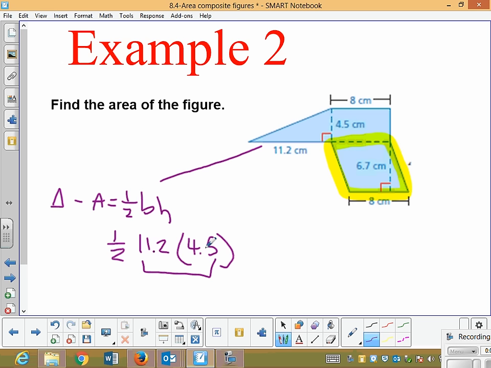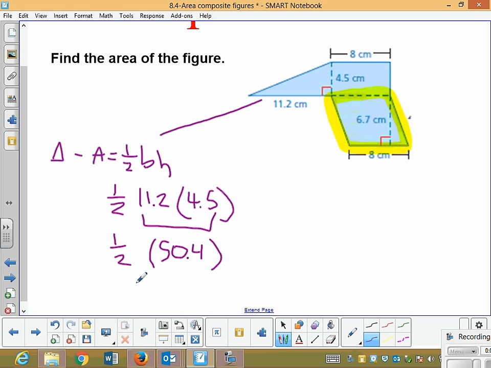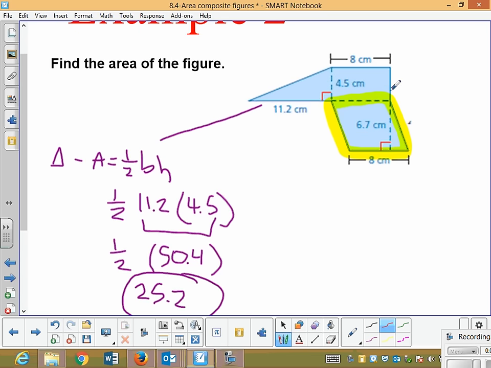So I'm going to go ahead and do that on the side. 11.2 times 4.5 will be 50.4. And then after that, anytime you have a number multiplied by a half, that basically means that this number, 50.4, is cut in half. So cut this number in half by dividing it by 2. Half of 50.4 is 25.2. So this is only for the triangle.